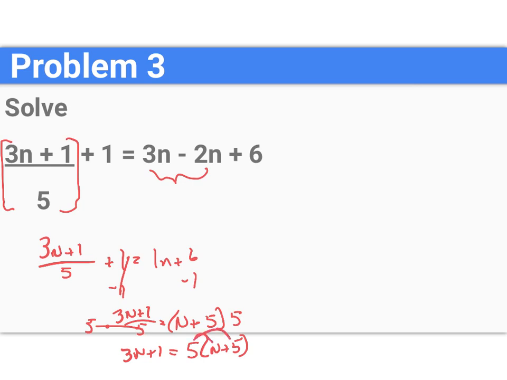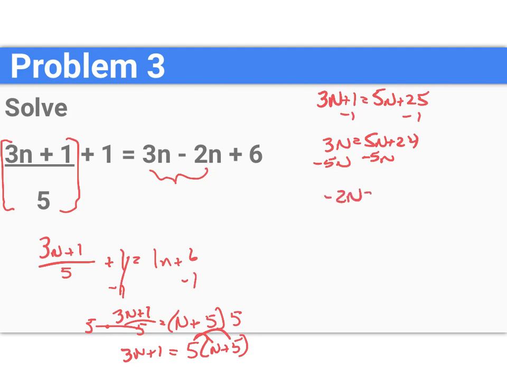Then I'm going to distribute. 3n plus 1 equals 5n plus 25. I'm going to subtract 1. I get 3n equals 5n plus 24. I'm going to subtract 5n. I get negative 2n equals 24. Then I'm going to divide both sides by negative 2. And n will equal negative 12.